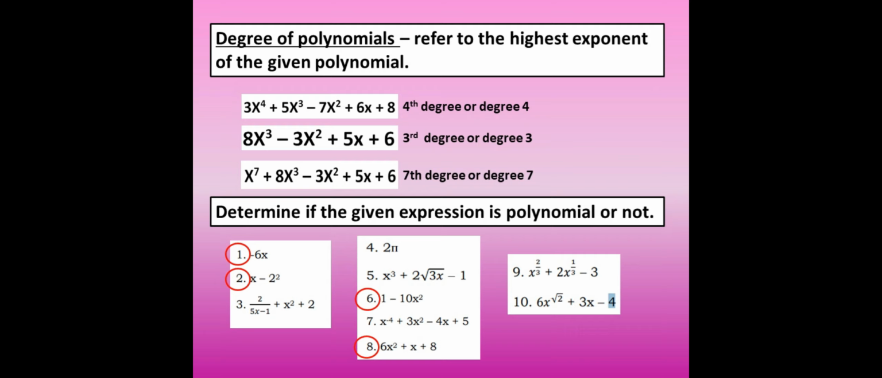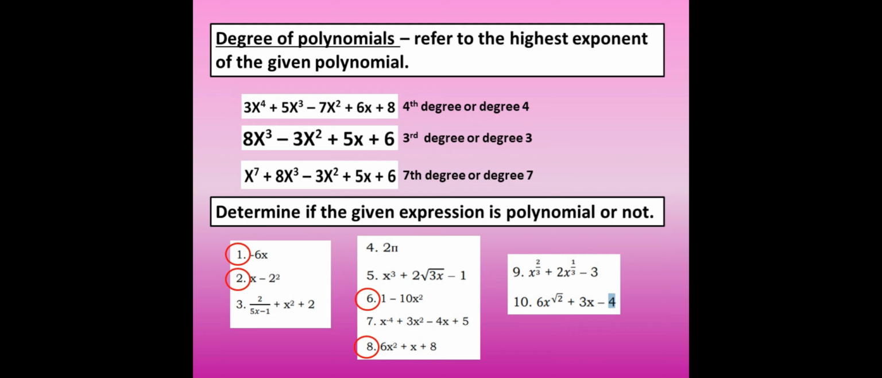Number 1 is a linear polynomial where the leading coefficient is negative 6. Number 2 is also a linear polynomial because the highest exponent is 1. The leading term is x, the leading coefficient is 1, and the constant term is negative 4 because 2 to the 2nd is 4, so that is negative 4. Number 6 is a quadratic polynomial because the highest degree is 2.